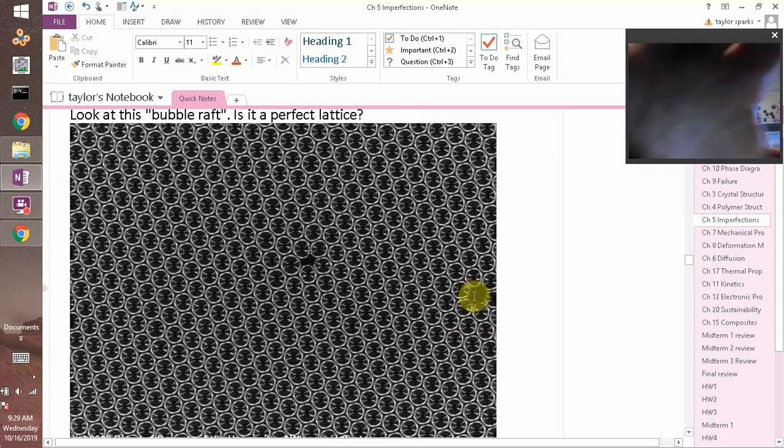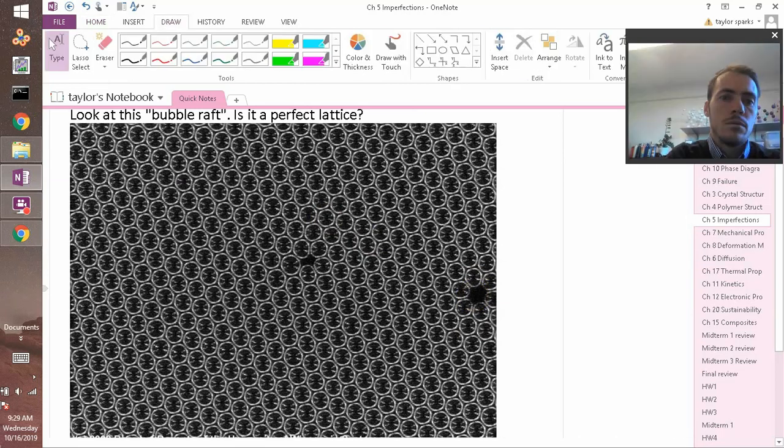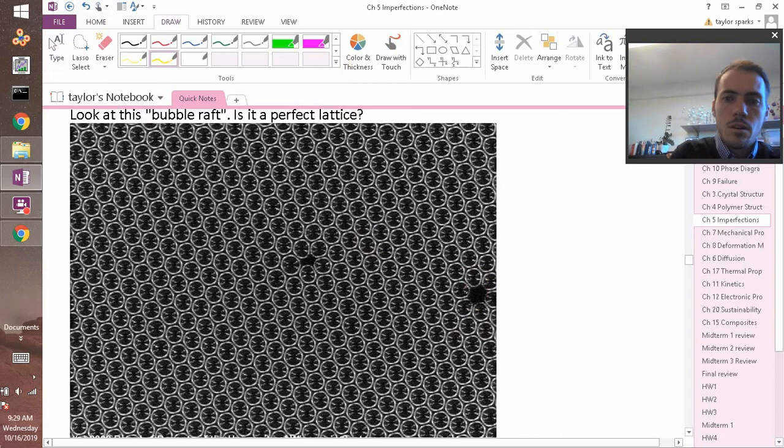Let me switch to a different color. Okay, you've got a hole right here, a missing atom right there. So that's not perfect. That's a defect around that spot. What else is wrong with this? You see that there's this small little hole here. So what's going on there? That's not the same, because here, the symmetry is sort of preserved around the defect.